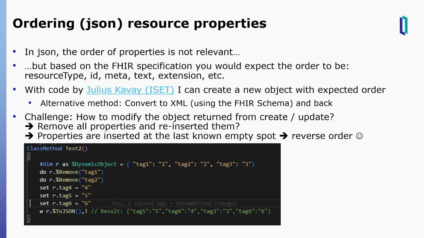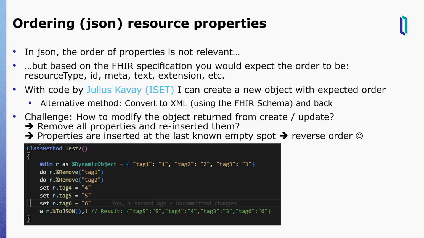I first built, thanks to some code from Julius Cava, a simple, shallow method where I only ordered the resource type, ID, meta, text, and extension properties. Later on, I figured out that I could also convert it to XML, which uses schema sequences, which are ordered, and then convert it back to JSON. In that case, I would have a deep ordering. It takes more cycles, right? It's more expensive, but it works.